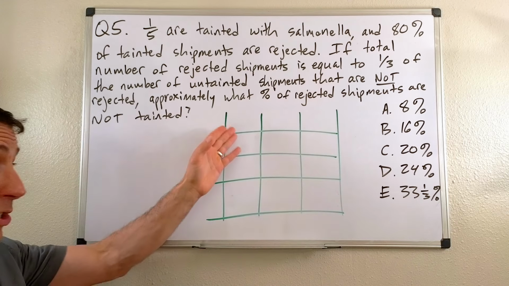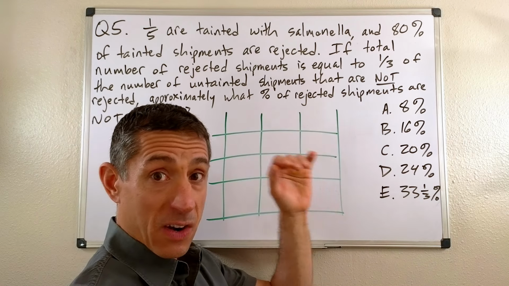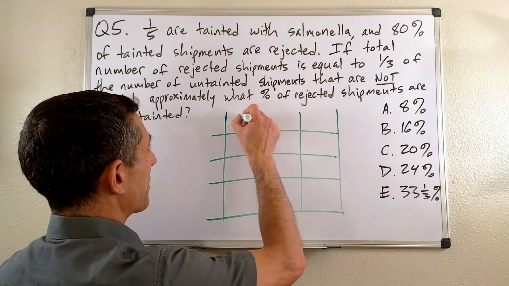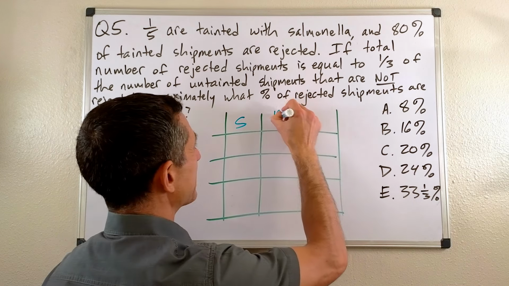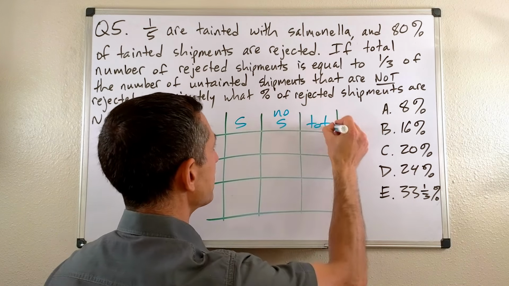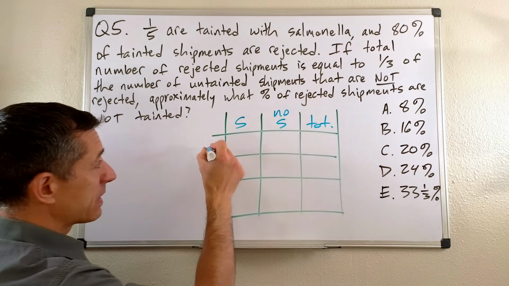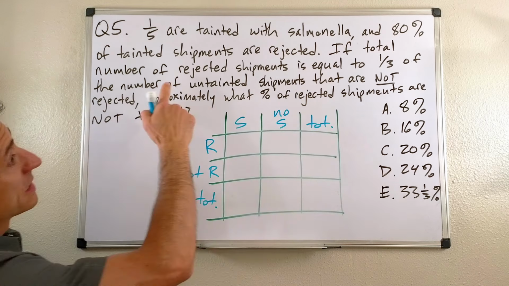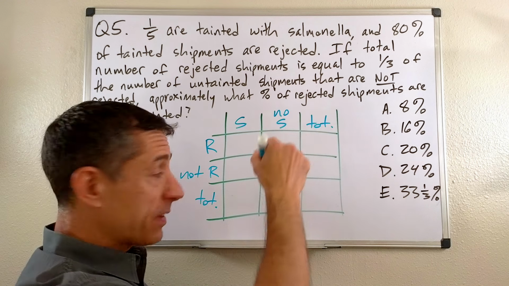All right. 2-way overlapping set, straightforward in theory, really rough language. We got 2 kinds of shipments at this meat packing plant. We've got shipments with salmonella, we've got shipments without salmonella, and we've got shipments that are rejected. We've got shipments that are not rejected. Let's take it sentence by sentence, see if we can pull this apart. 1/5 are tainted with salmonella.